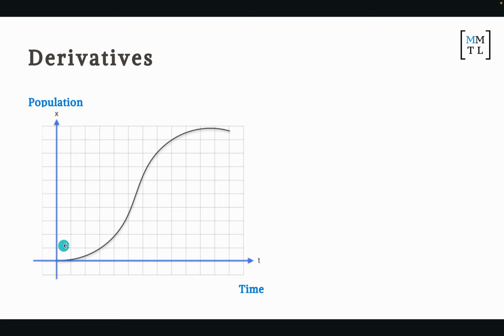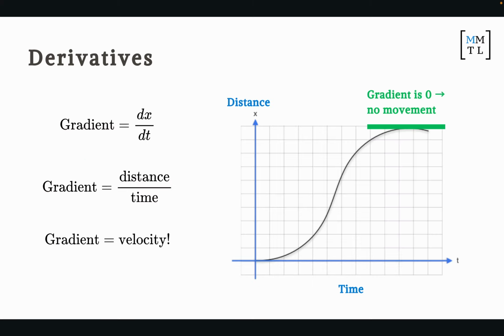This is something that can be generalized to population-time graphs as well. So a sharp gradient like this would mean that if you change the time by a little bit, there's going to be a huge increase in population. Versus here, it is not as sensitive to the change in population.